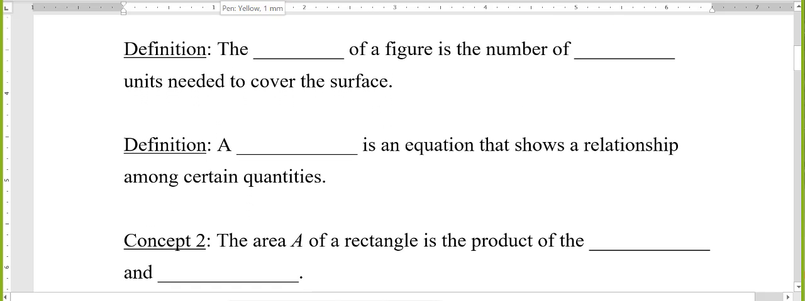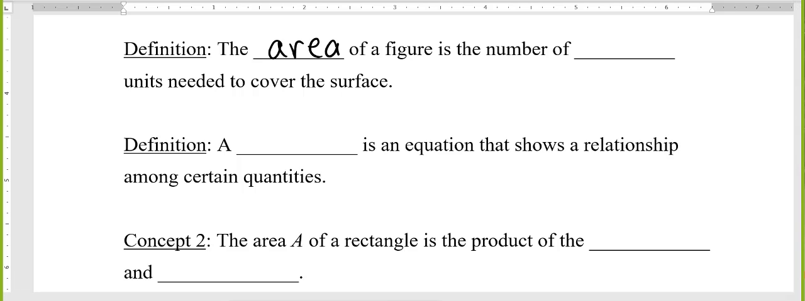Okay, a definition. The area of a figure is the number of square units needed to cover the surface. Another vocabulary word, a formula, is an equation that shows a relationship among certain quantities. Those are two definitions that you guys need to learn. The area of a figure. An area is always measured in square units. A formula is an equation that shows a relationship among certain quantities.